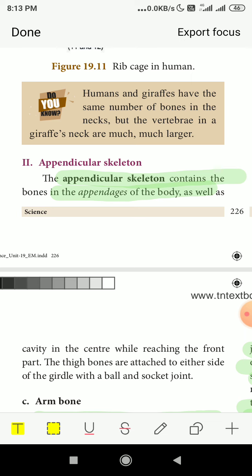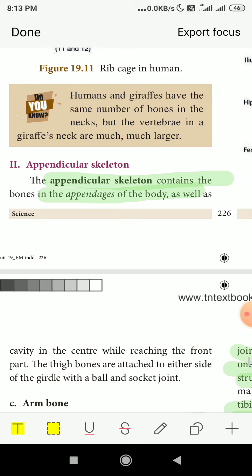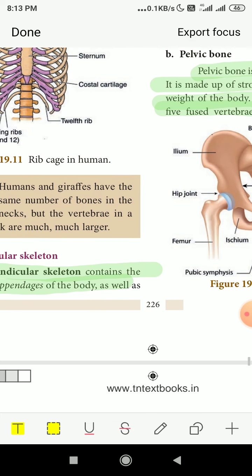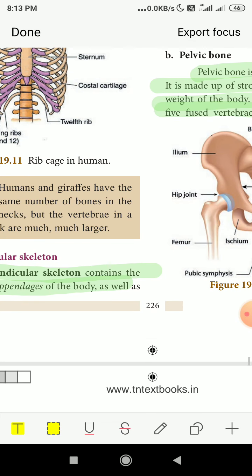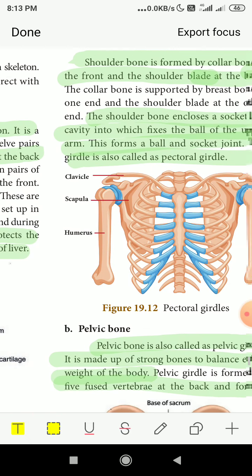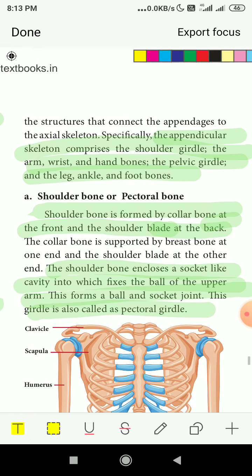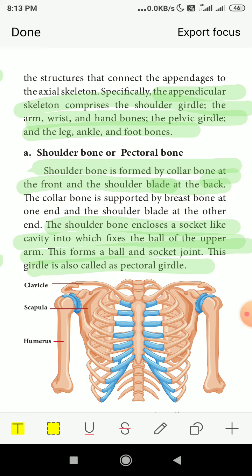Next comes the appendicular skeleton. The appendicular skeleton contains the bones in the appendages of the body. Appendages means the parts which help in movement, as well as the structure that connects the appendages to the axial skeleton. Especially, the appendicular skeleton comprises the shoulder girdle, where the hands are attached, the arm, the wrist and the hand bones, the pelvic girdle and the leg, ankle and foot bones.